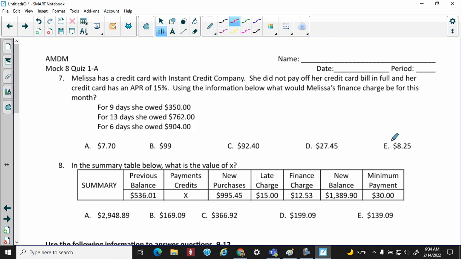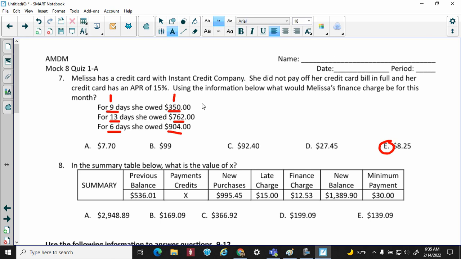So let's do this. All right, most of you guys should know to take the number of days and multiply it by how much you have. So we're going to do 9 times 350. We're going to do 13 times 762, and then 6 times 904.